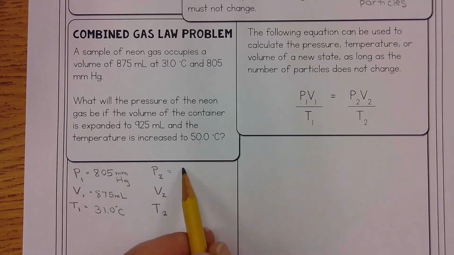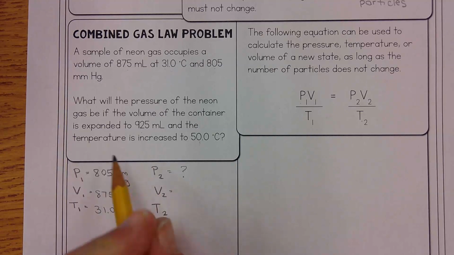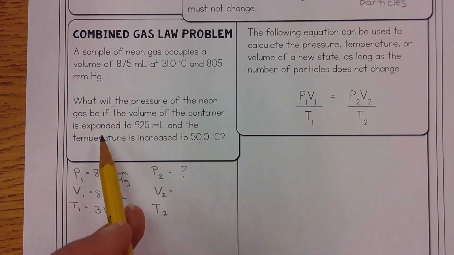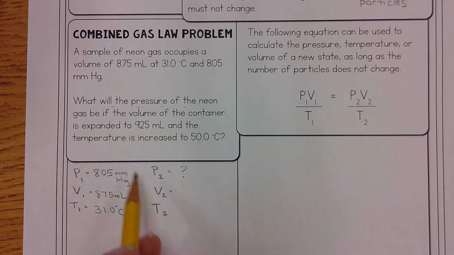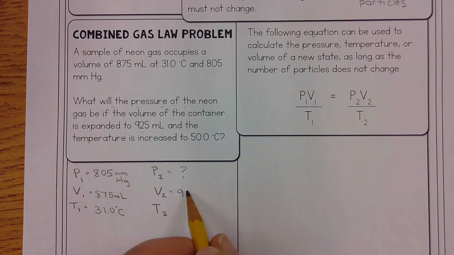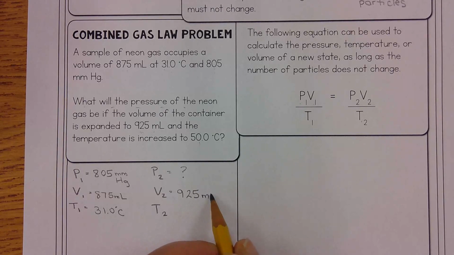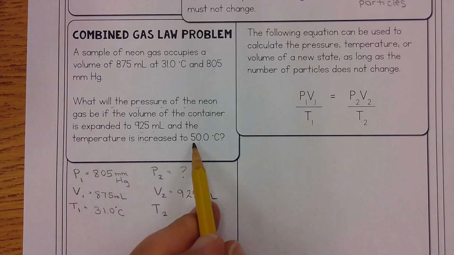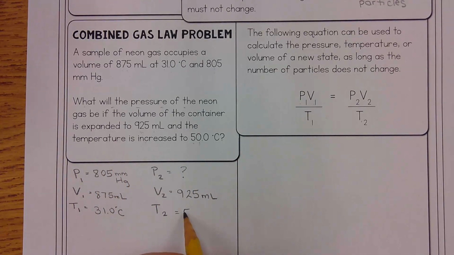Then final pressure. Oop, that's what I don't know. That's what I'm trying to figure out. It says, what will the pressure be? Don't know yet. Volume is expanded to 925. So volume expands to 925 milliliters. And the temperature is increased to 50. So temperature 2 is 50. Okay? So that's my first step. Let's write down everything I know. Give it a label.